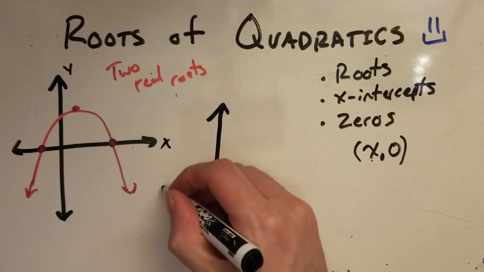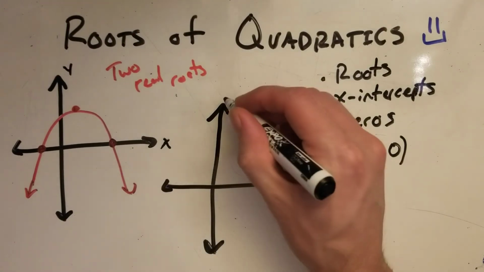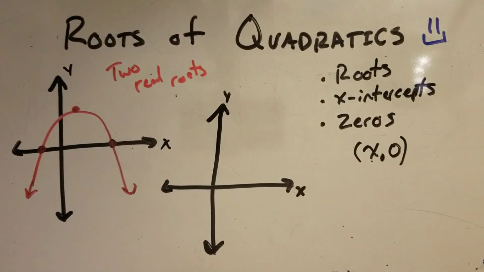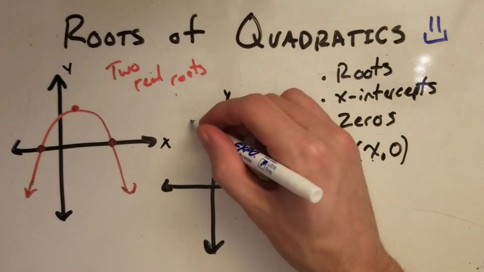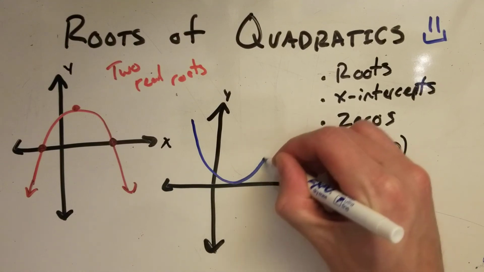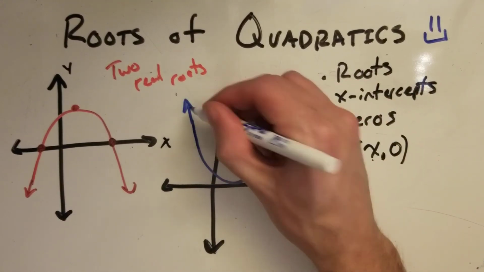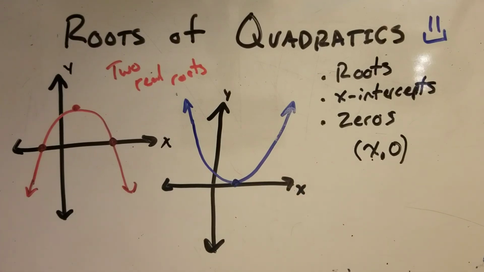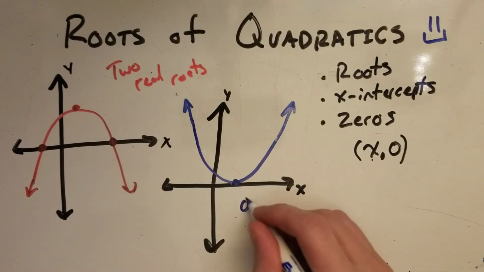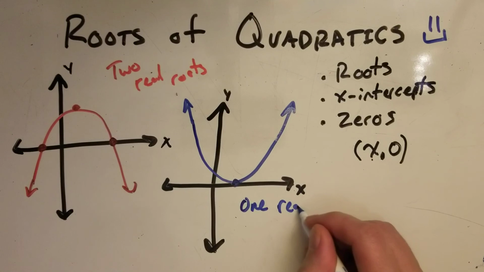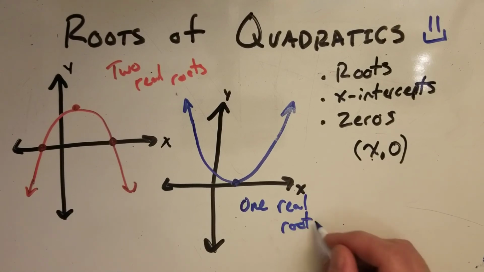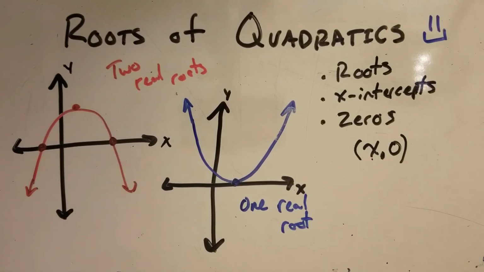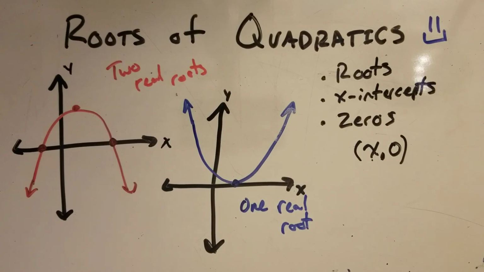Another possibility, we have y and x. We'll go in blue. Let's say we have this quadratic, this little parabola right here, and it touches the x-axis at one specific point. This would be an example of having 1 real root. And there's a special name for this. We're going to talk about that in a second.